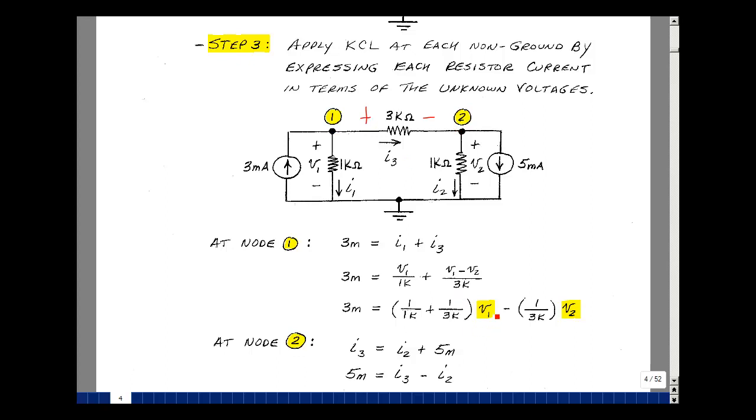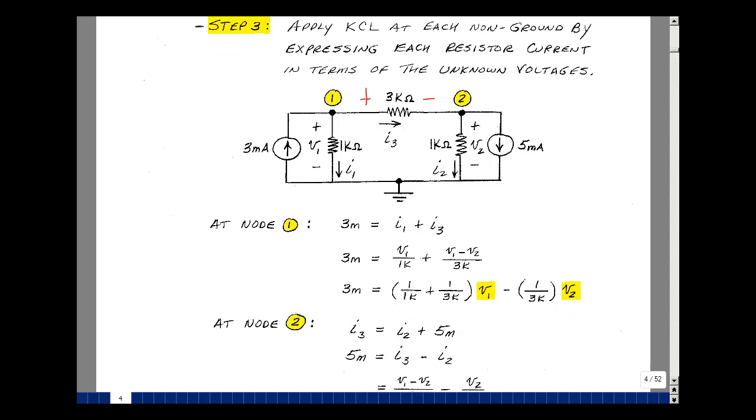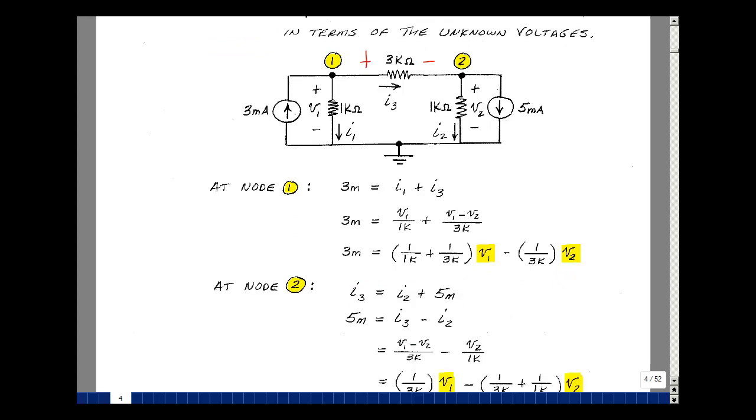Let's put all the things that multiply V1 together and V2 together. I have V1 over 1K, V1 over 3K, and then I have a minus 1 over 3K times V2. So here I have one equation and 2 unknowns, V1 and V2. To solve this, I need another equation. We'll do that at node 2.